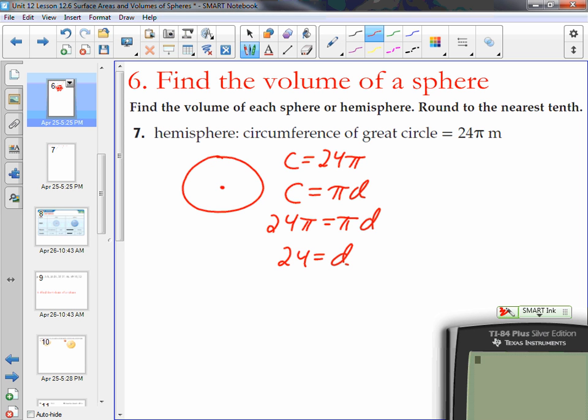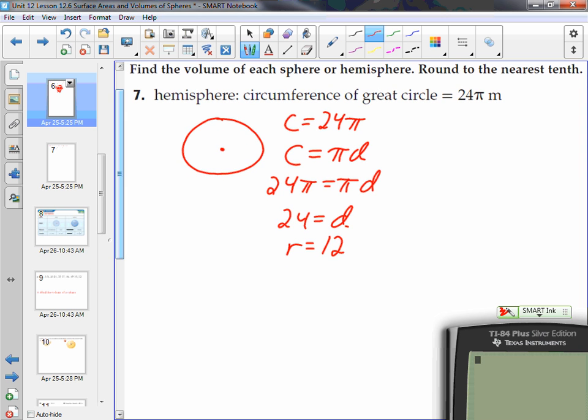If the diameter is 24, what's the radius? 12. Go ahead. See if you can finish before I do. Remember, it's a hemisphere.